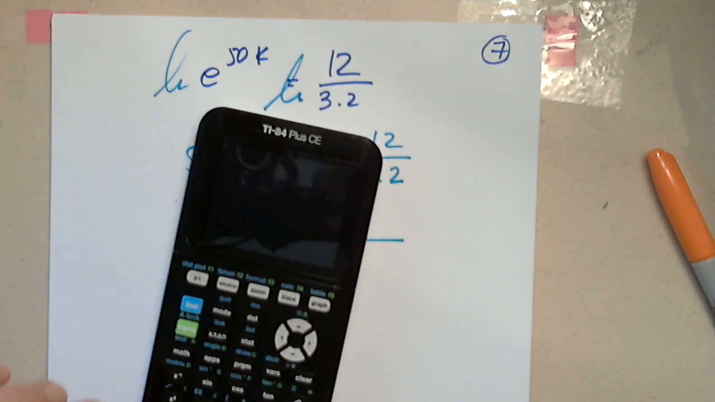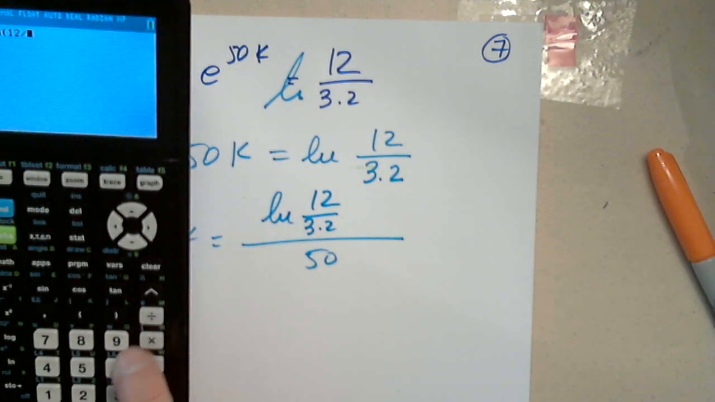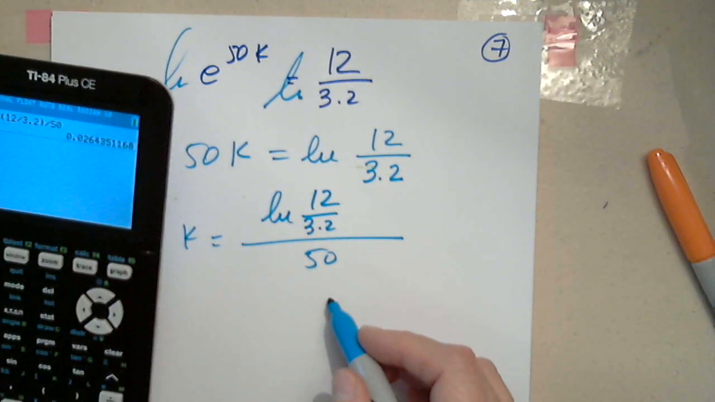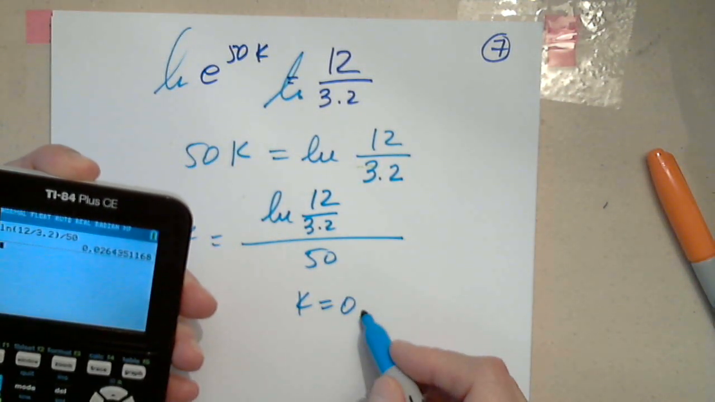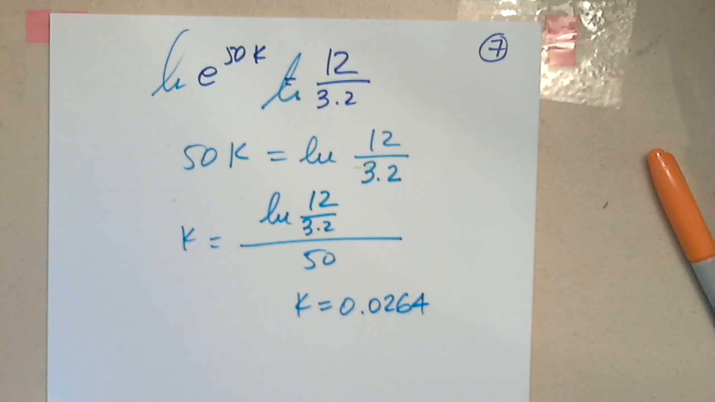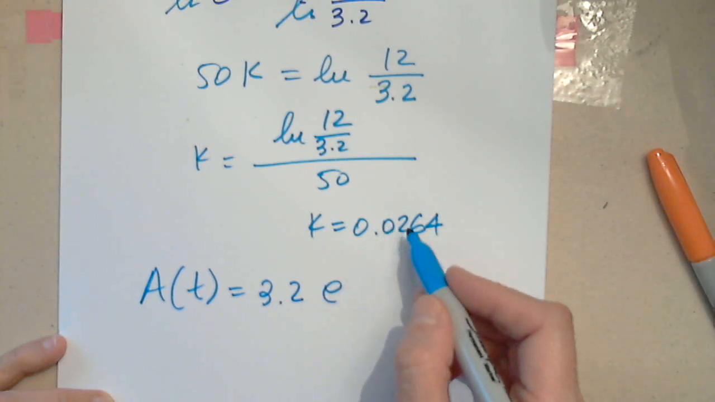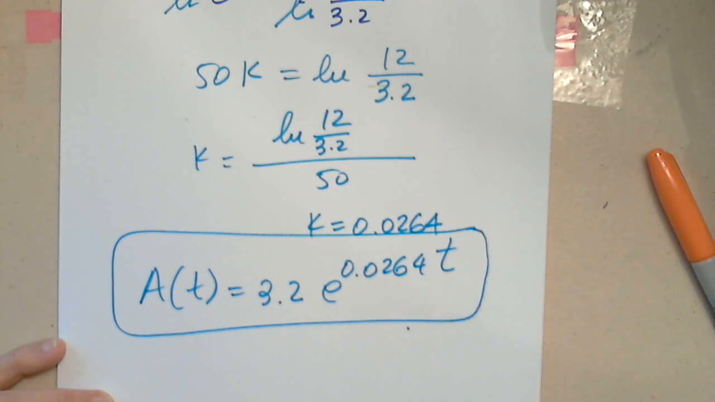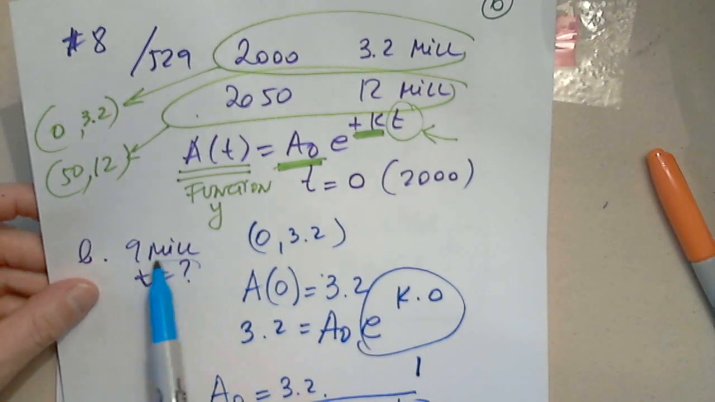So let's plug it in. Natural log of 12 divided by 3.2, that's for the numerator. And now we divide by 50, and we get, please, on these problems for k, take at least 4 decimal digits: 0.0264. That's good enough. We finally have the model. Here's the model, 3.2 e to the 0.0264t. Completely known. Done.